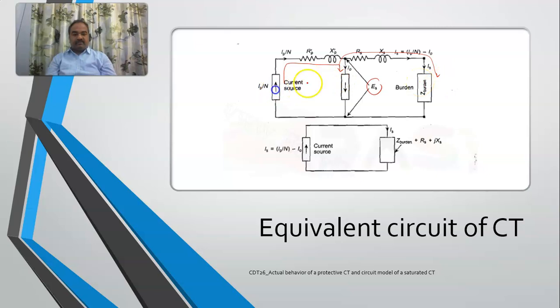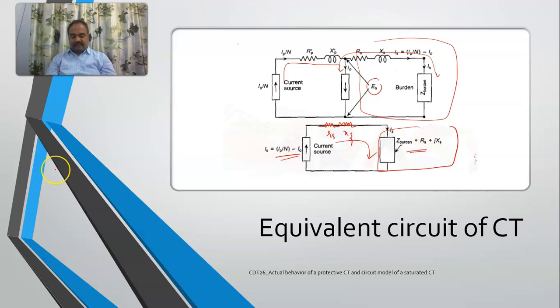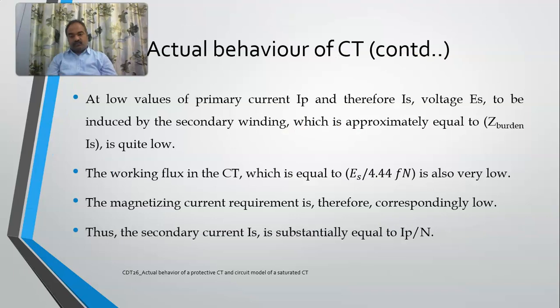So if I remove this one also, if I consider only this particular circuit, what is the current which is flowing here? IS is the current which is equal to IP by N. And here there is a small resistance and a reactance, right? RS and XS, and this is the Z burden. This is what I am representing here, Z burden plus RS plus jXS. So this is the simple circuit. This is the total Z burden plus RS plus jXS. Now this is the equivalent circuit of a CT, right?